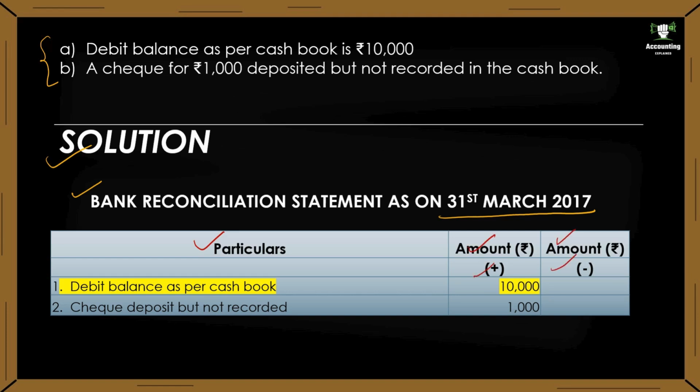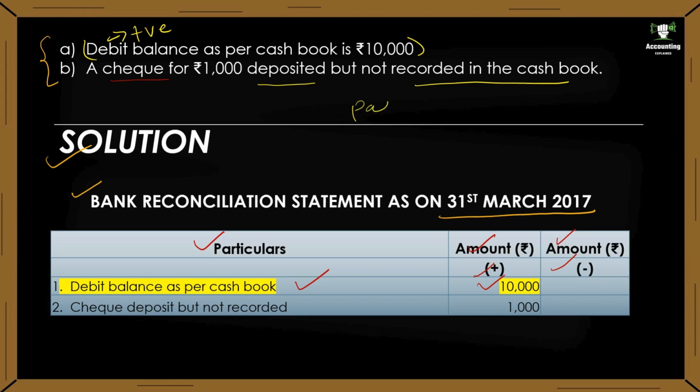In the question, the first point is debit balance as per cash book is rupees 10,000. Debit balance means favorable balance or a positive balance also. So in the solution we are going to write debit balance as per cash book and write under plus column rupees 10,000. Okay, next second point is a check of 1,000 deposited but not recorded in the cash book.